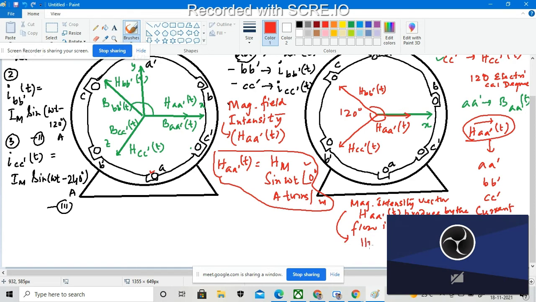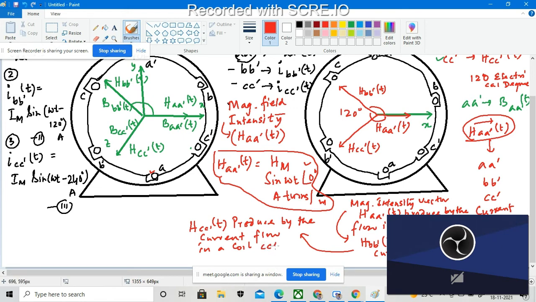Similarly, H of B dash t is produced by the current flow in the coil B dash, and H of C dash t is produced by the current flow in the coil C dash.